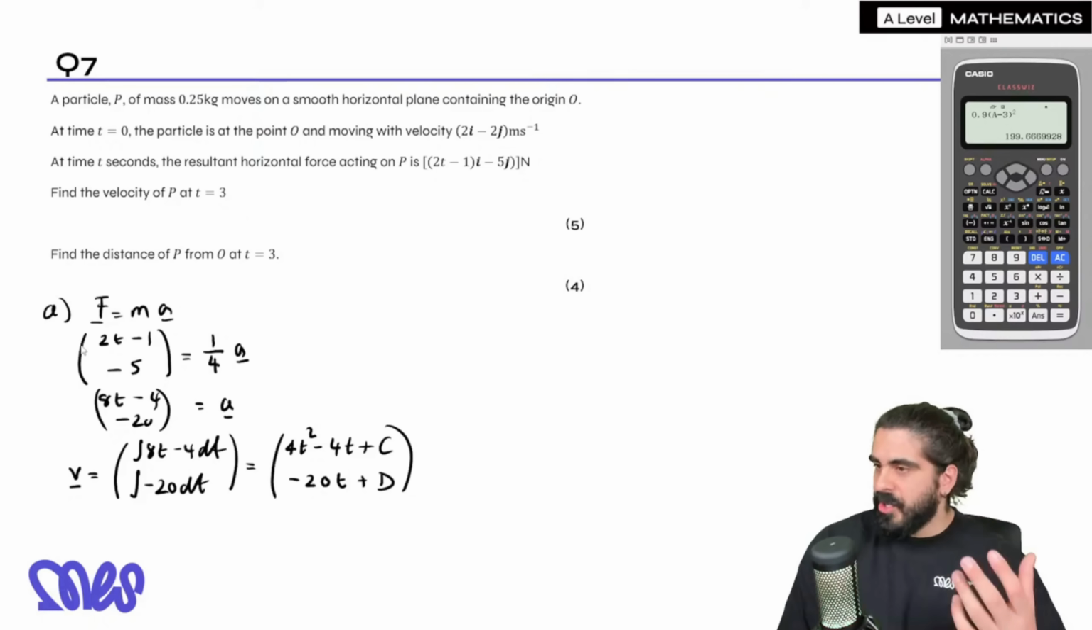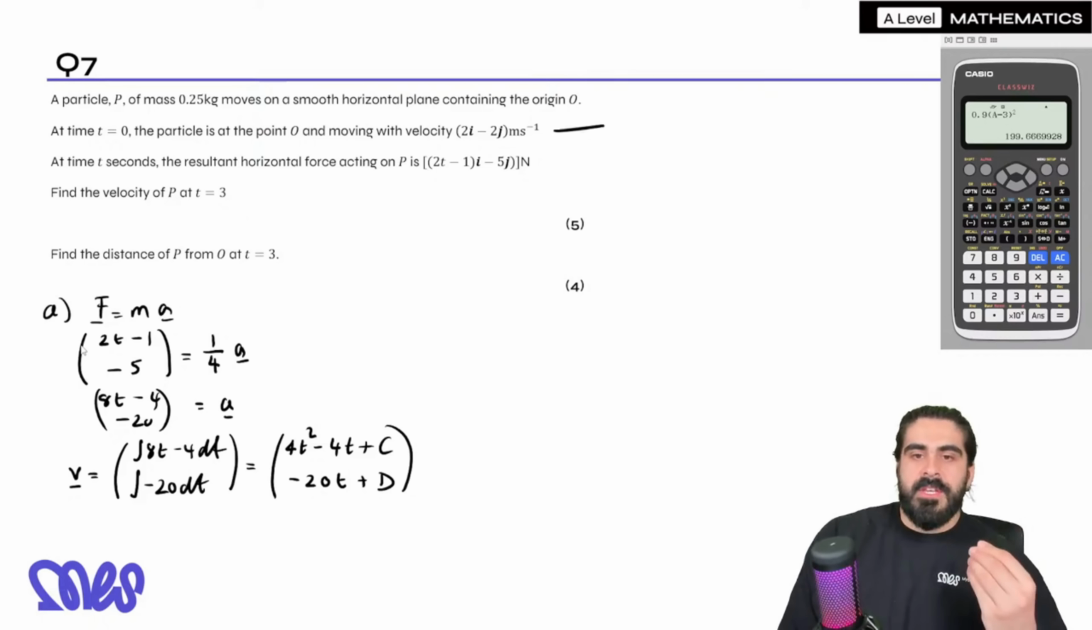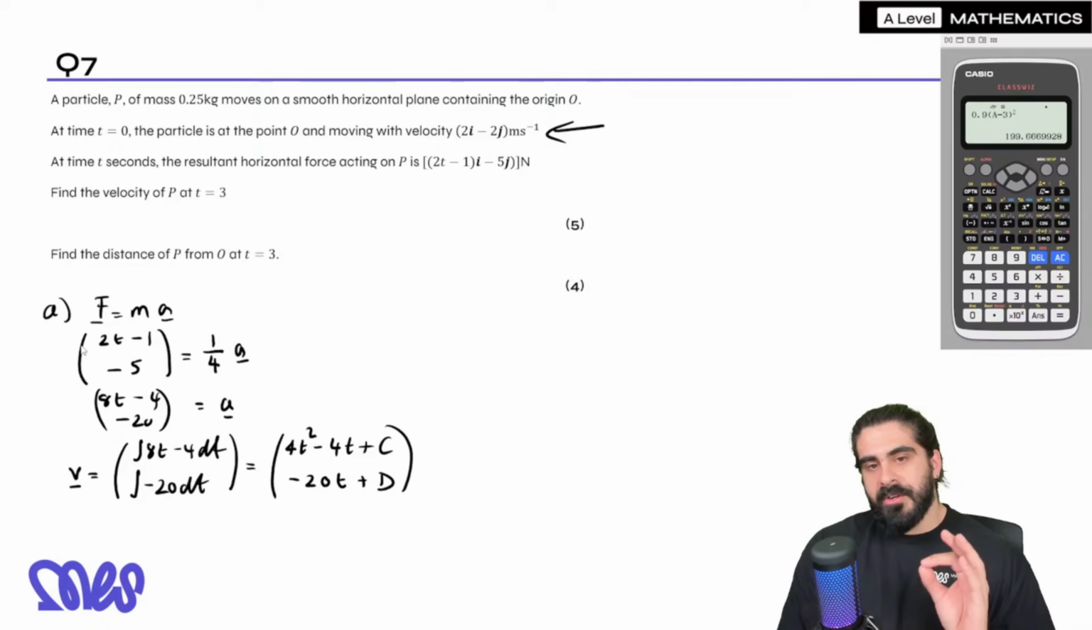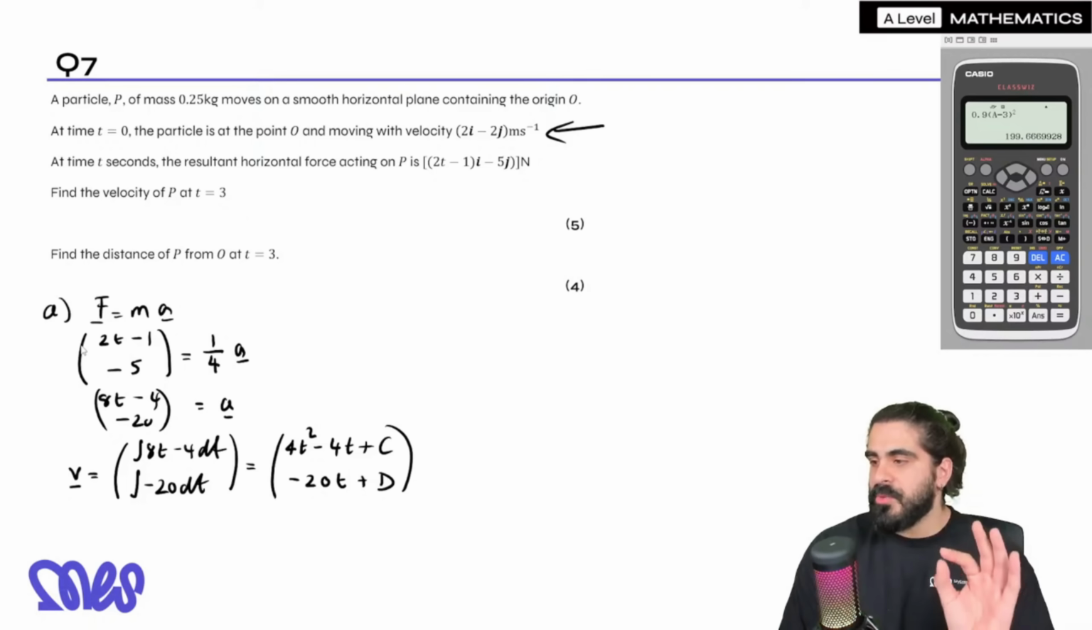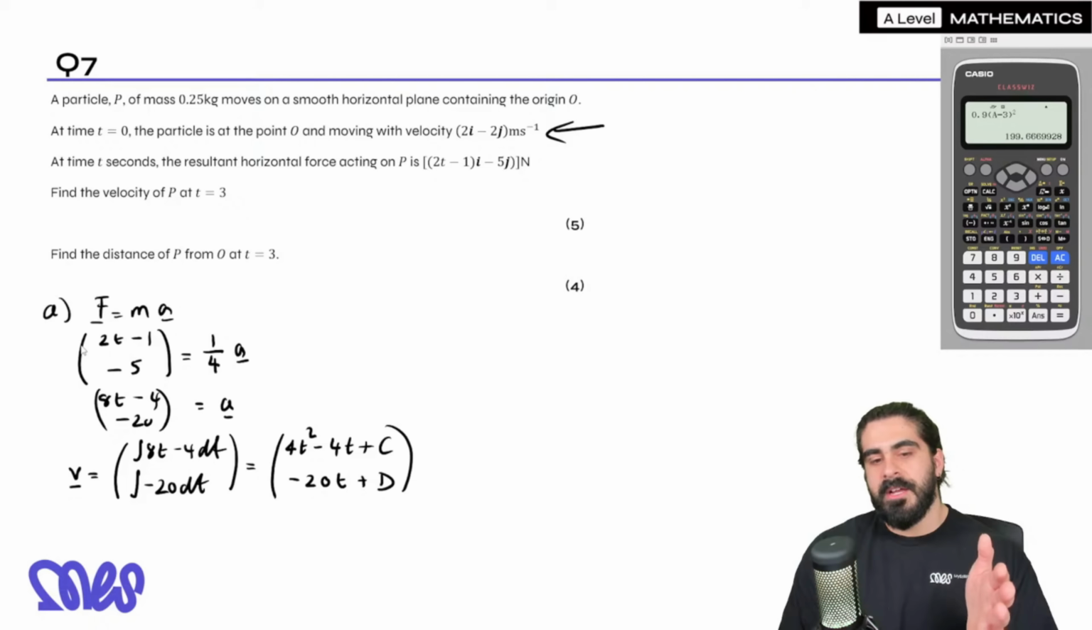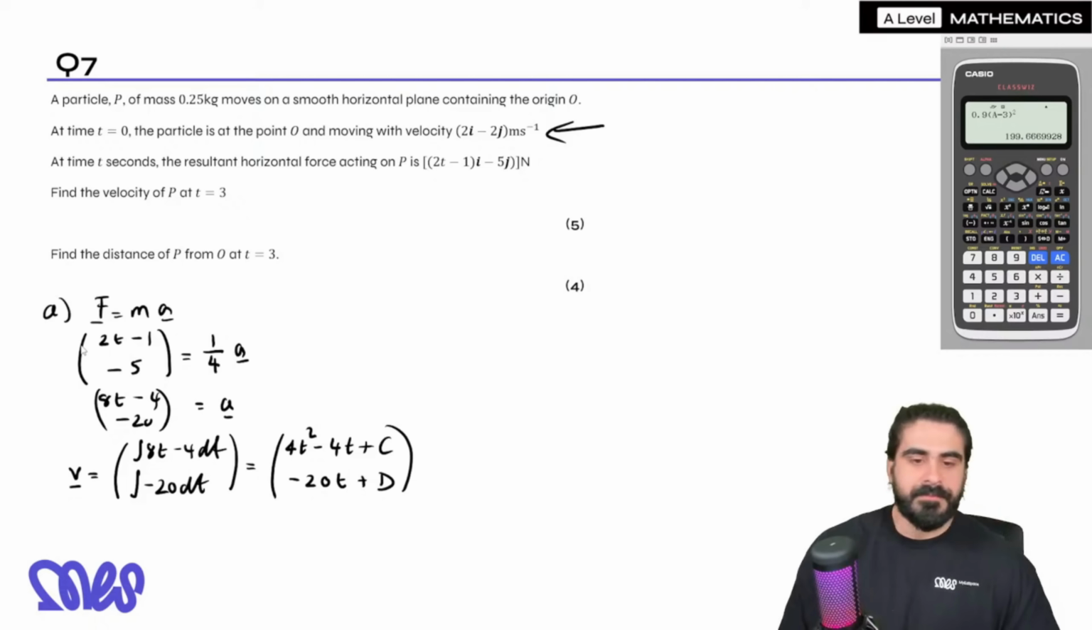Now we practice this loads, but we know the initial velocity. So when t is 0, you have 2 minus 2. That just means c is 2 and d is minus 2. And this only works because we're dealing with polynomials. If we were dealing with sine and cos and all these other functions, it doesn't work, because when you sub in t as 0, all those t's just disappear.